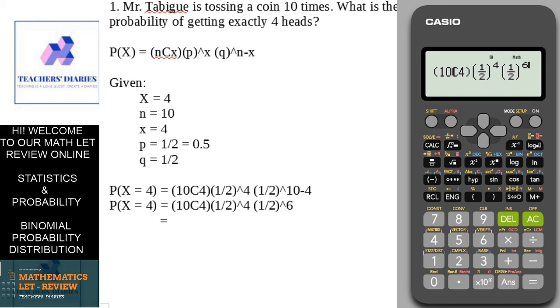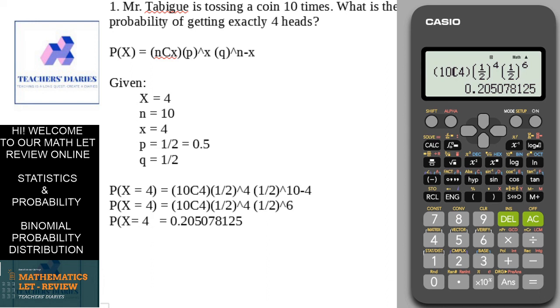Alright, so we have input everything into the calculator. Then we click the equal sign. Here we get 105 over 512, so that is in fraction form, so we can change that into decimal by clicking this S to D. Alright, that would be 0.205078125. That would be for the probability of random variable x equal to 4. So that would be the answer.